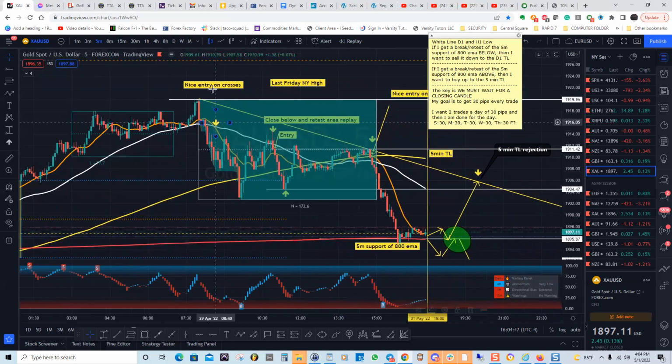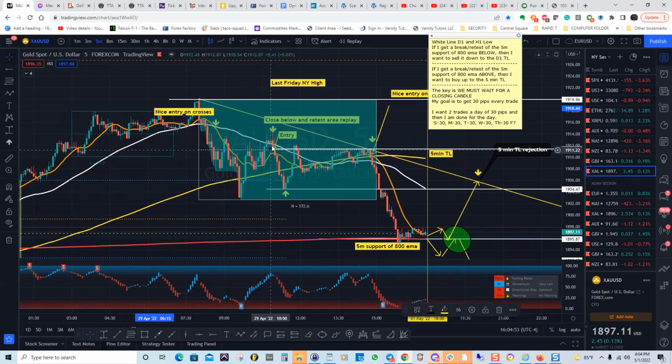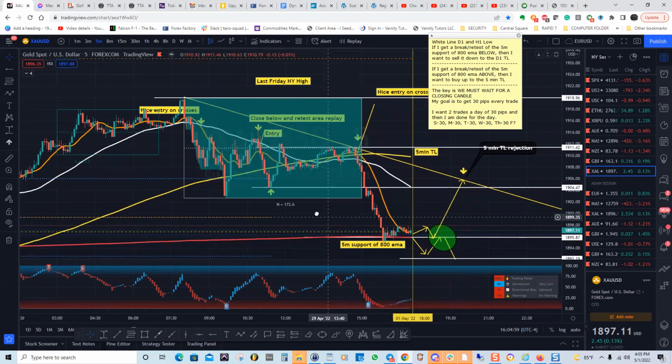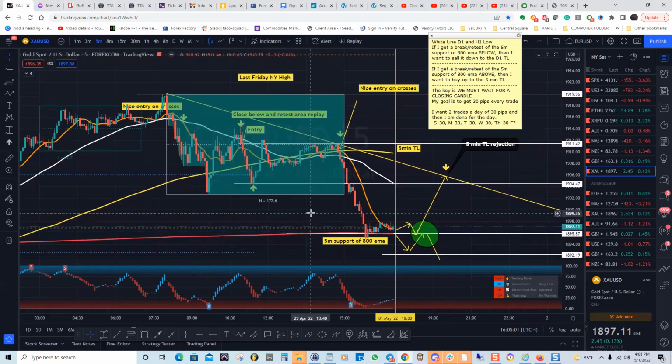Nice entry. I got 2 crosses. This would have been it. This is a trade here. This is a nice trade here. Wait, close below and retest. And this over here. You see? Those would have been what you wanted. That's what you want. Those are the trades.